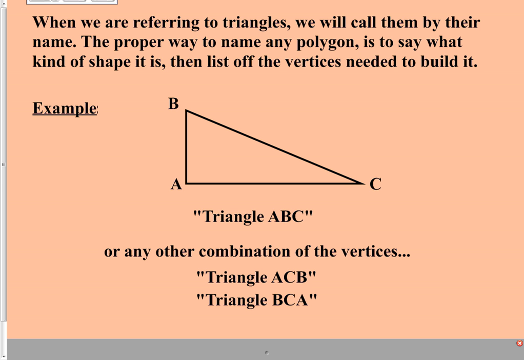Okay, so let's take a look at the categories. First off, here's one you should be familiar with, acute. Acute triangle. Now, we've already spent some time talking about acute angles this year, so we should know that an acute angle measures between 0 and 90 degrees.